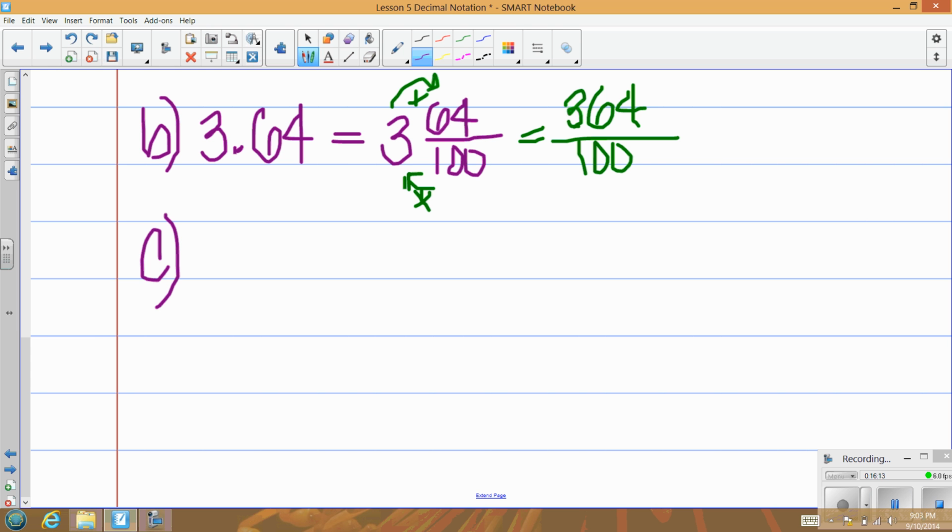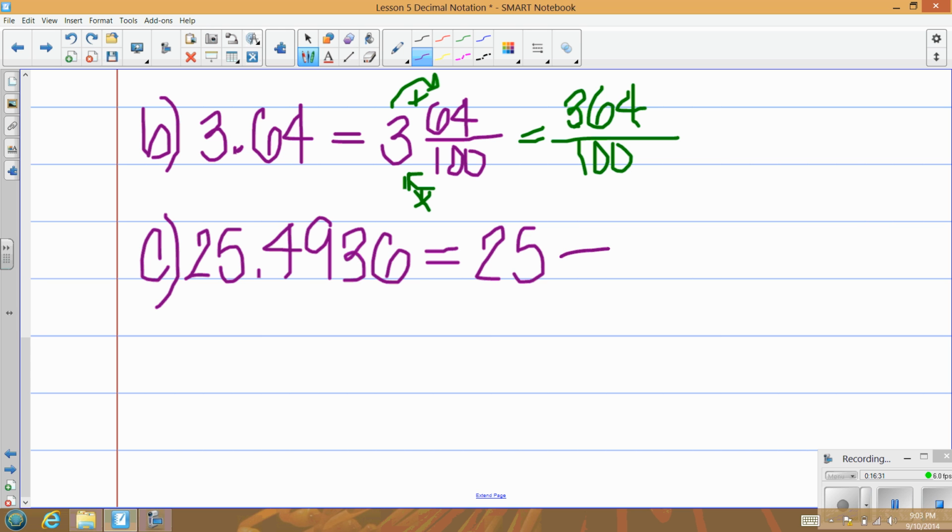And then let's look at one last example of this. So we have 25.4936. And if you notice, there's 4 decimal places. So when I go to write this, it's going to be 25 as my whole number. My fraction, since there are 4 decimal places, the number in the bottom has to have 4 zeros. So it's going to be 10,000.